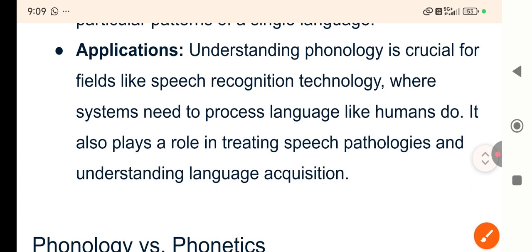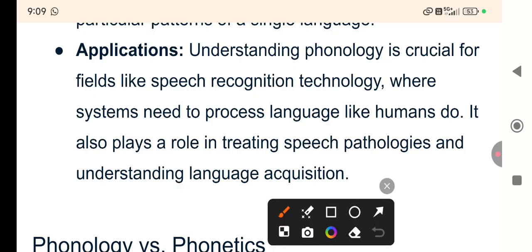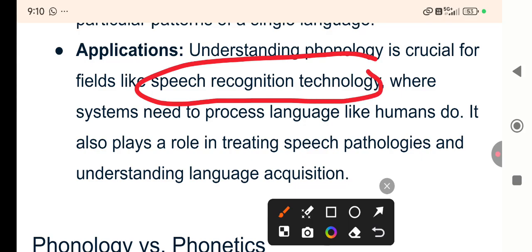Okay, then applications. Understanding phonology is crucial for fields like speech recognition technology, right? Many softwares have been introduced. When I speak and then use WhatsApp and all, the words change. So that is speech recognition, right? When we do verbal typing, when we speak something and it is typed, that's speech recognition technology. For this, phonology is very useful.